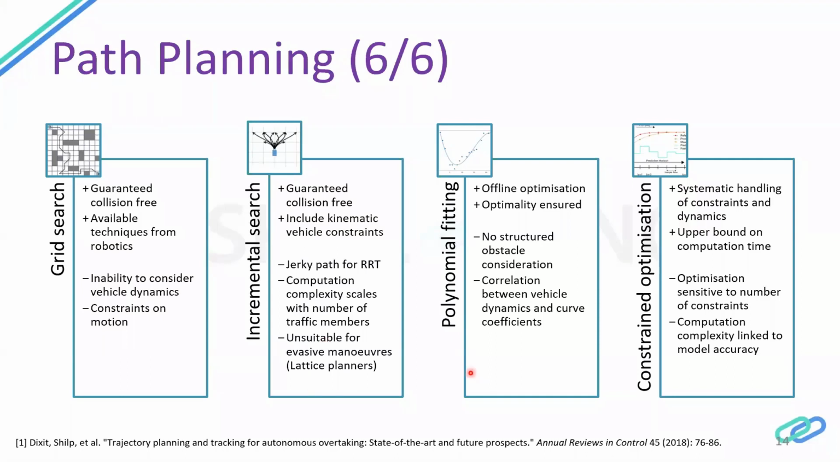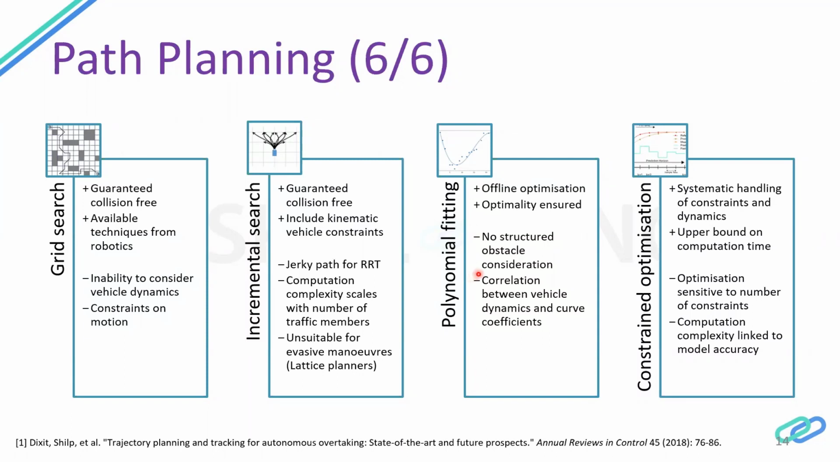Then moving on to polynomial fitting, the optimization can be moved offline. That's quite good because then you can do all your search while the algorithm is developed, and in real time, you don't have any computational requirements. Because it is an optimization based technique, you can ensure that the paths or the coefficients that you are generating are optimal. However, it is very difficult to incorporate obstacles in this technique.